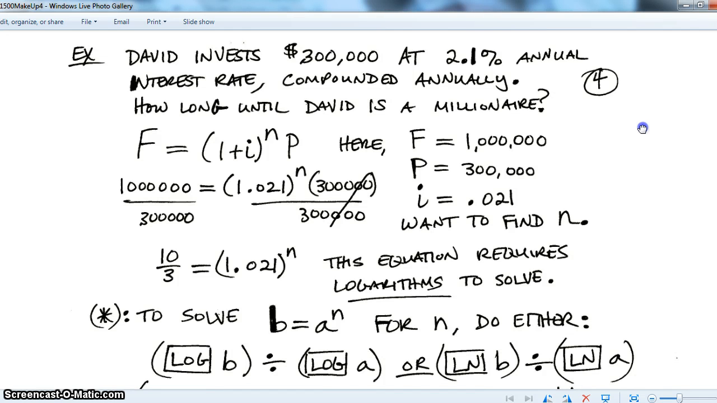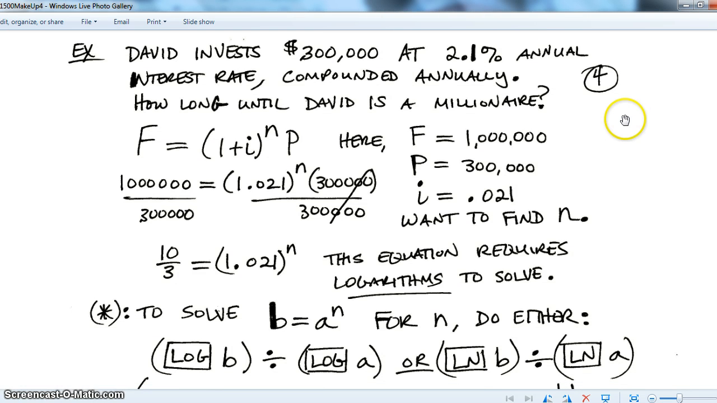It involves logarithms, which is not a prerequisite for the class, so that's the drawback. So what I'm going to do is just tell you the buttons you press on the calculator when you get to a certain point in the problem, and you don't have to know anything about logarithms.